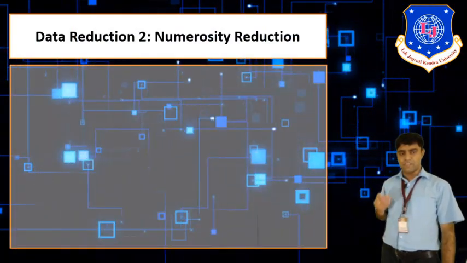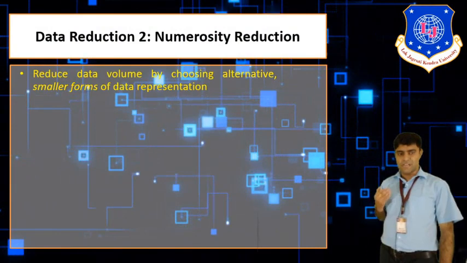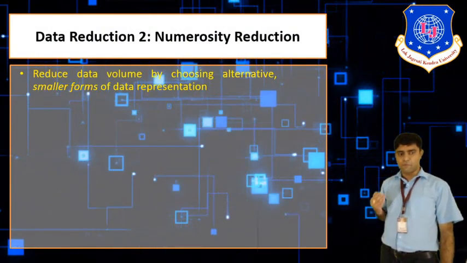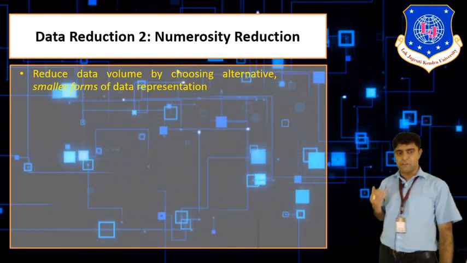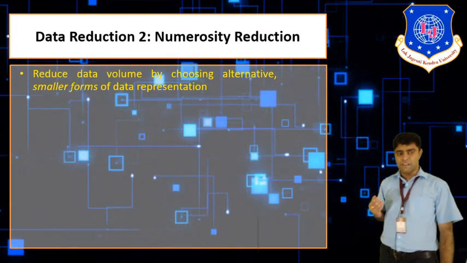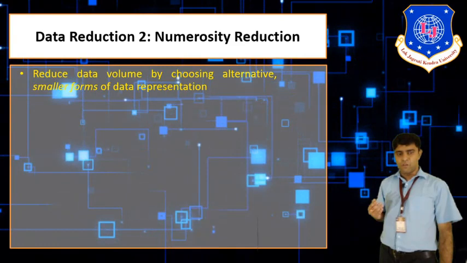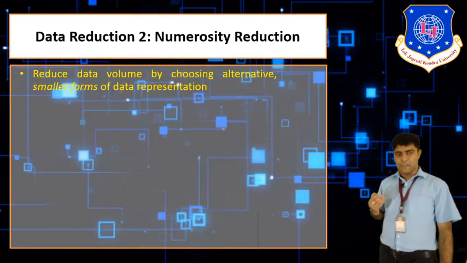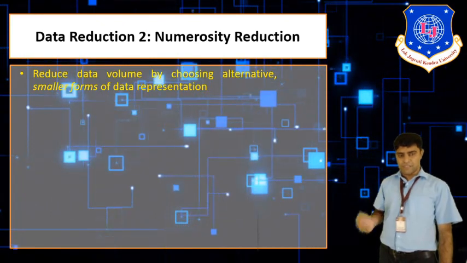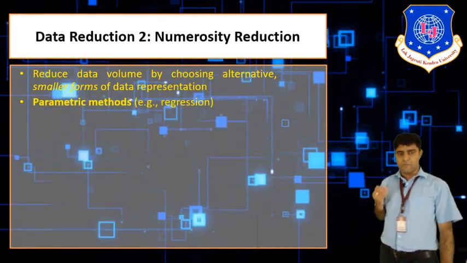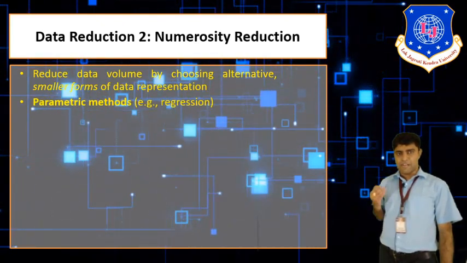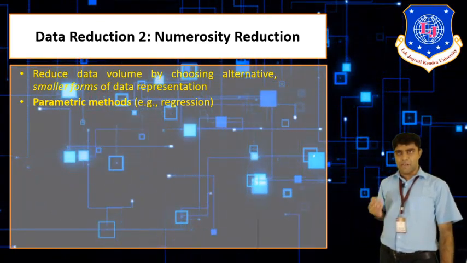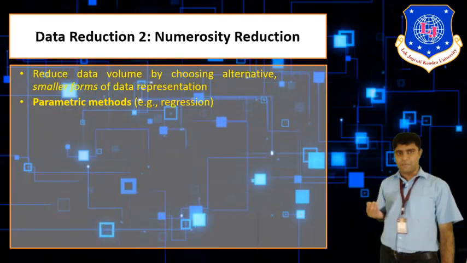Numerosity reduction reduces data volume by choosing alternative, smaller forms of data representation. It is a method where data is reduced in volume and an alternative path is taken which forms smaller representations of the data. That is called numerosity reduction. There are two types of numerosity reduction method: parametric method and non-parametric method. In the parametric method, parameters are used.